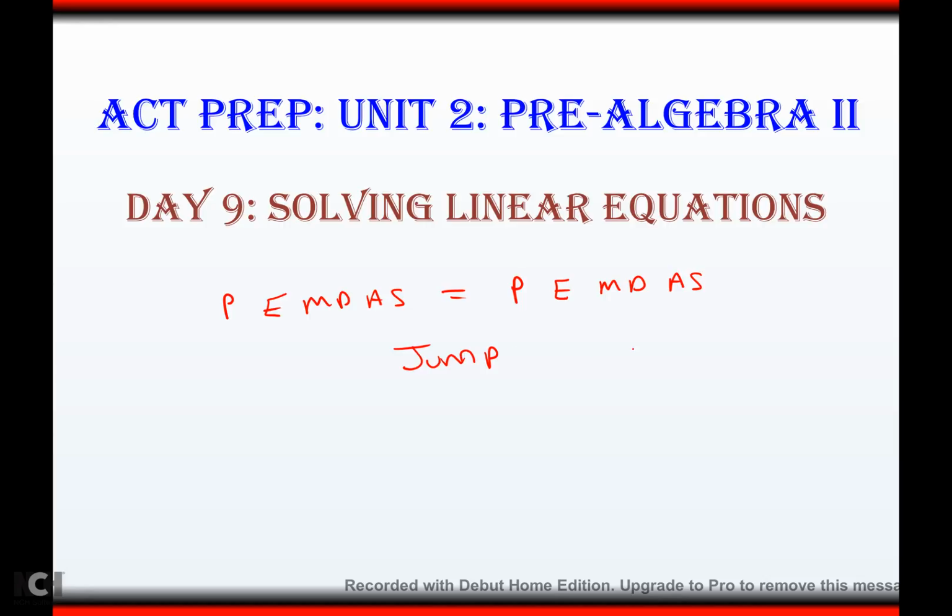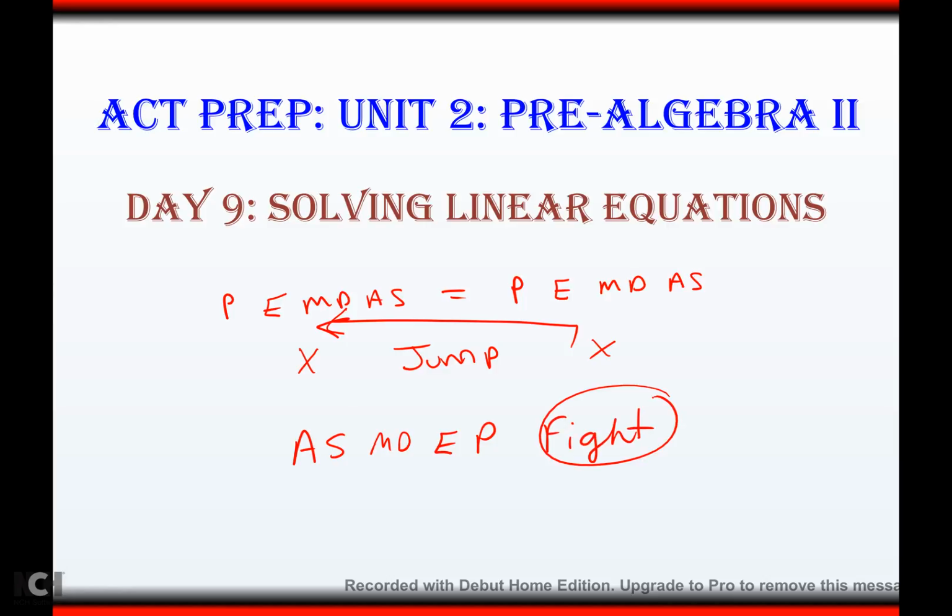And what that means is if you have letters on both sides, one of them has to jump over and join the other one. It doesn't matter which way you go, but you've got to get the x's on the same side of the equal sign. And then you're doing an asymptotic fight move, which means you're trying to get the x alone by undoing what they're doing to the letter. And when you're undoing stuff to letters, you have to do PEMDAS backwards. I call it asymptotic. Okay?